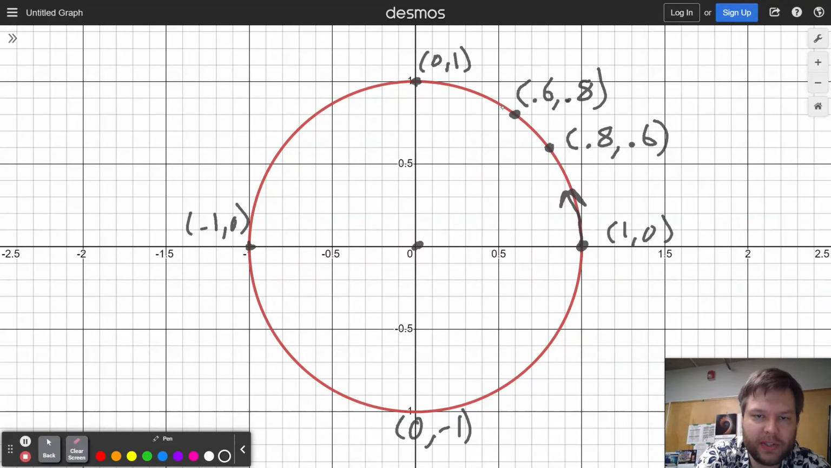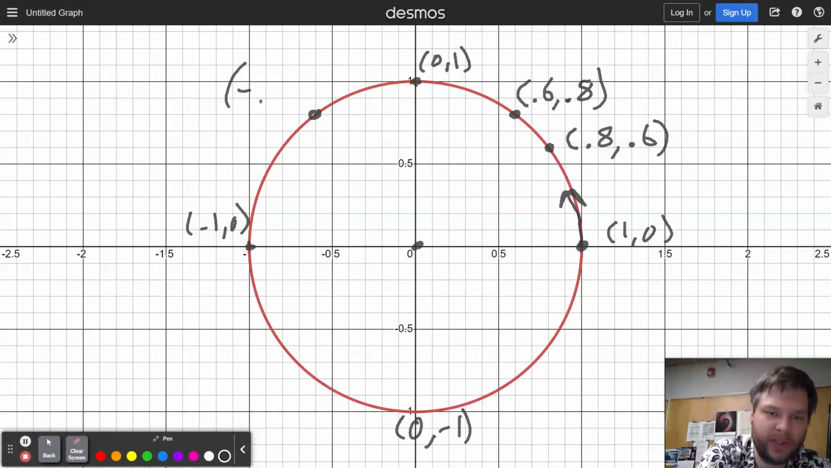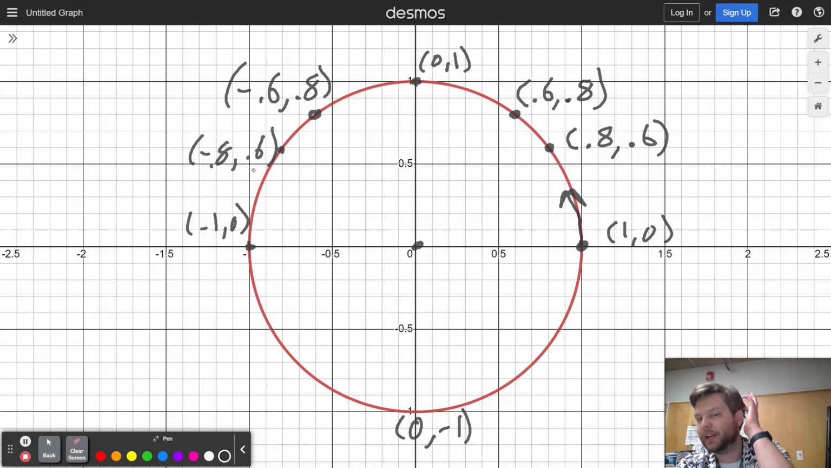If I use symmetry, I can find the buddy points over here. So this is like a buddy point of negative 0.6 comma 0.8. There's a buddy point here of negative 0.8 comma 0.6. And then there's corresponding points on the bottom as well. What I want to do is, and really this is the key idea for this whole unit, is that every point in a circle can be thought of as part of a triangle.